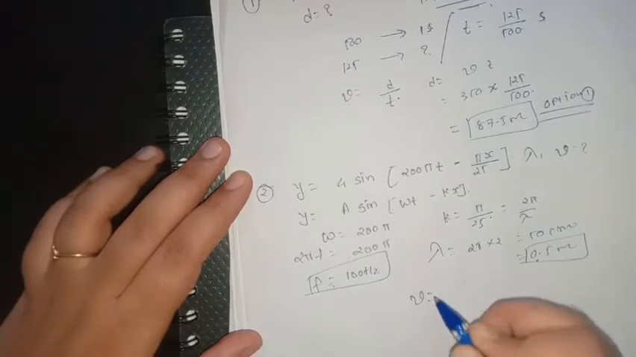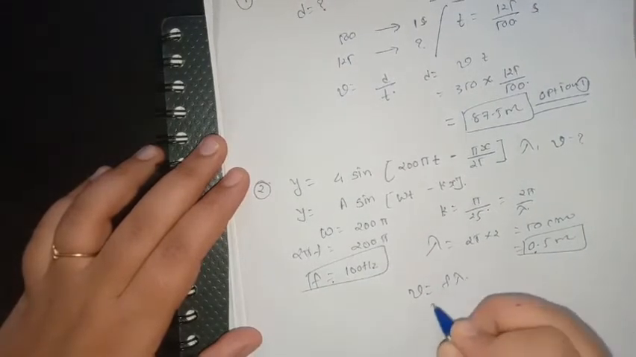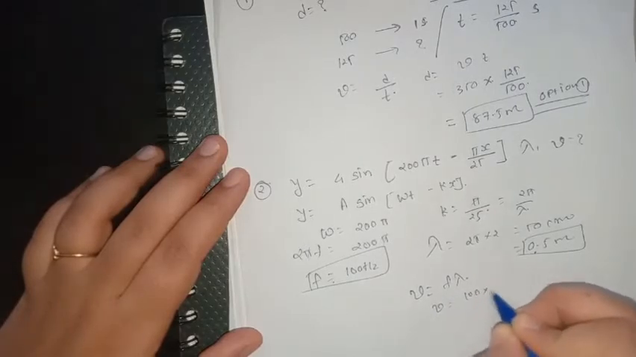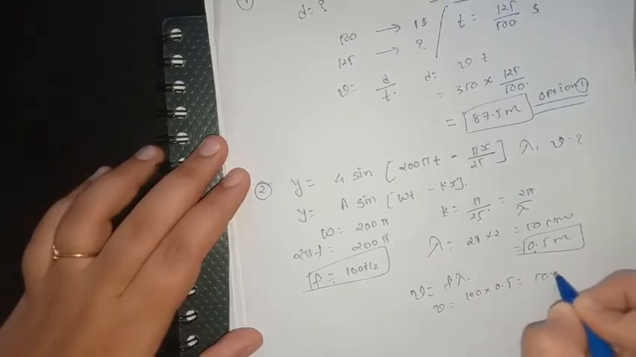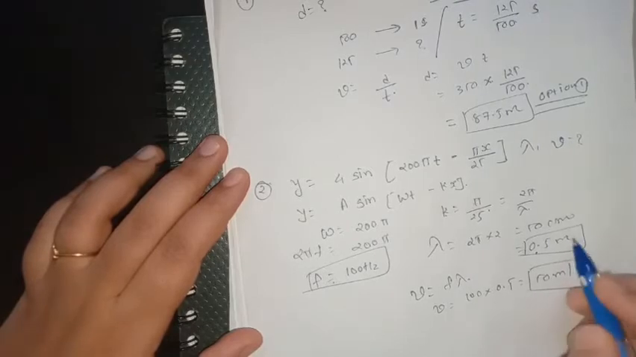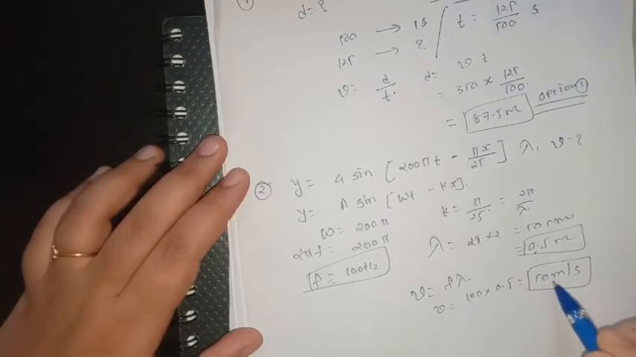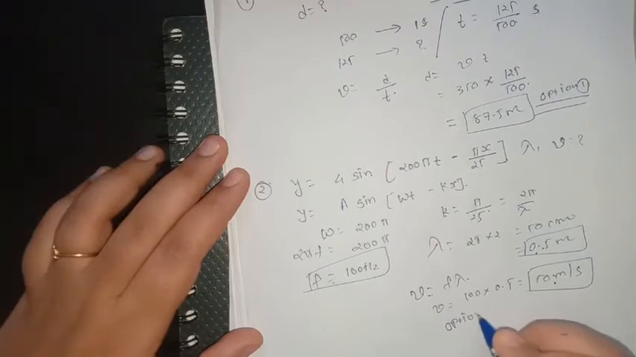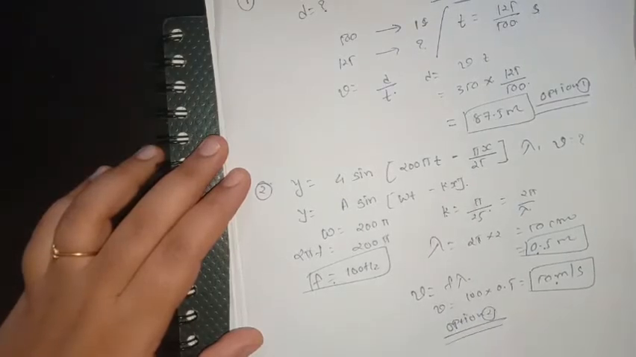The velocity of the wave can be given as f lambda, so 100 into 0.5, that will be 50 meter per second. So wavelength will be 0.5 meter and velocity will be 50 meter per second. So option 2 is the correct option.